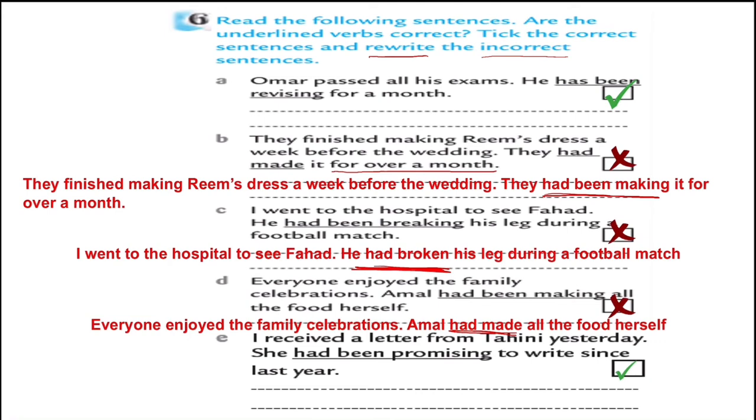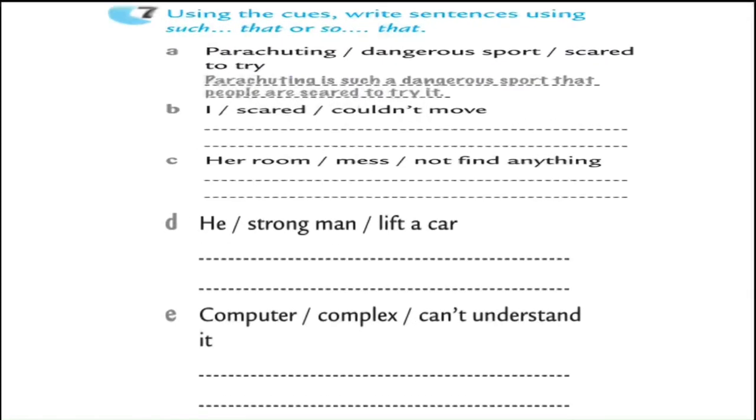Okay, so let's move on to revise together the structure "such that" or "so that." So here it says, using the cues, write sentences using such that or so that. We have an example here in A. It says parachuting, dangerous sport, scared to try. So we need to make this into a sentence. Parachuting is such a dangerous sport that people are scared to try it. So here we have dangerous as an adjective and we have sport as a noun. So here we need to use such, and we use that after the noun, and then we complete the sentence.